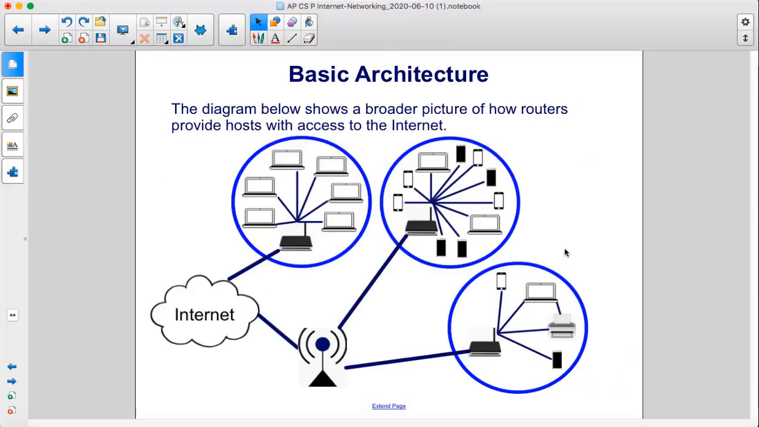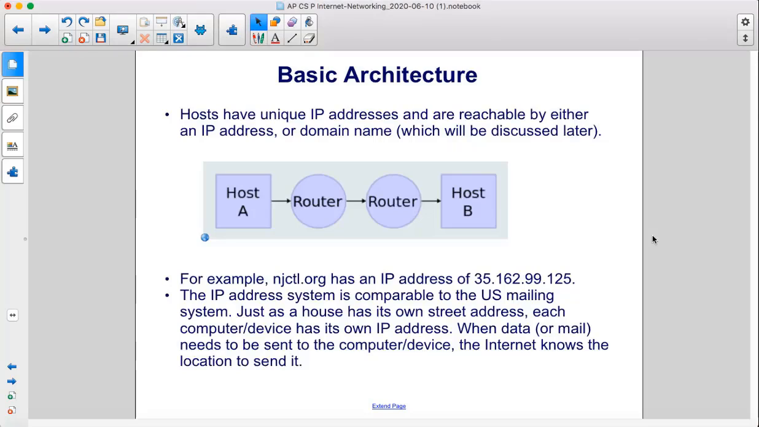The diagram below shows a broader picture of how routers provide hosts with access to the internet. Hosts have unique IP addresses and are reachable by either an IP address or domain name, which will be discussed later. For example, NJCTL.org has an IP address of 35.162.99.125.